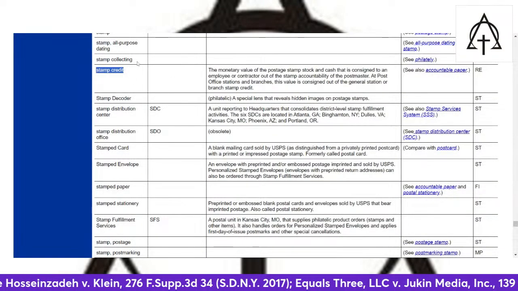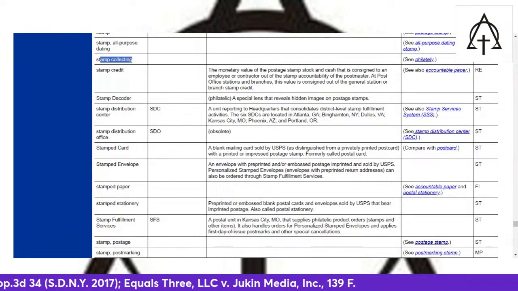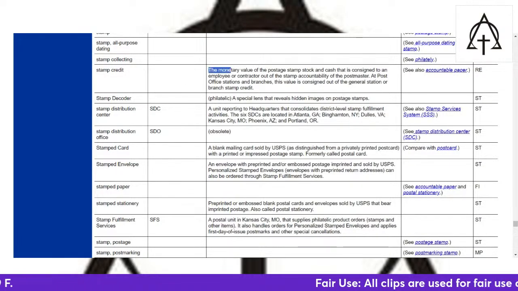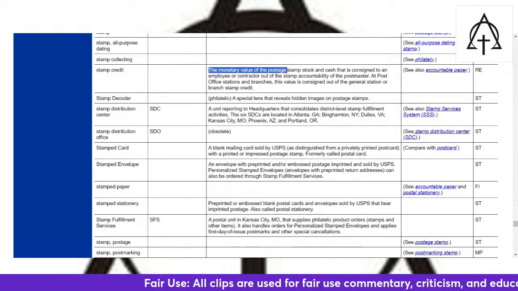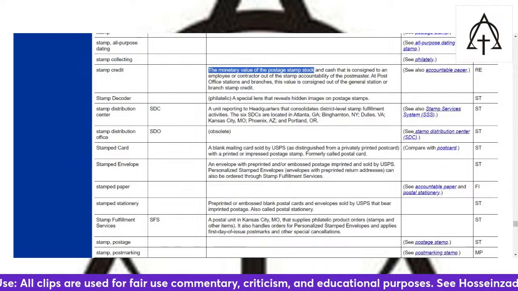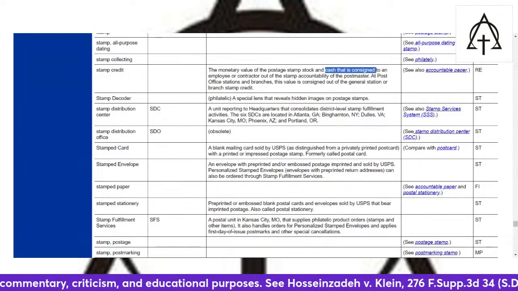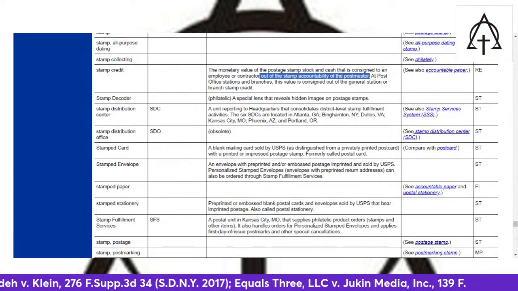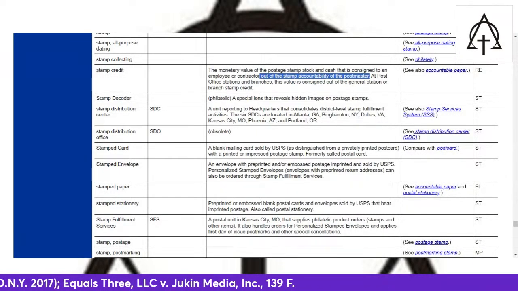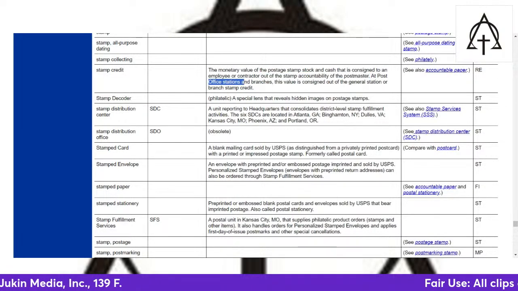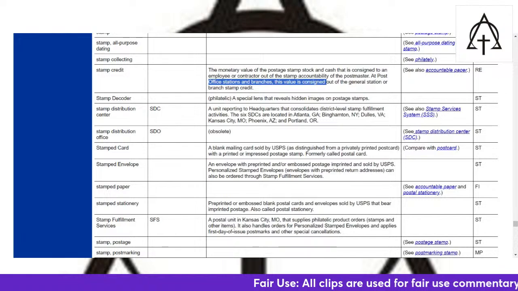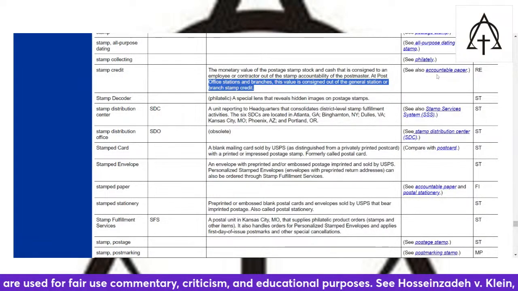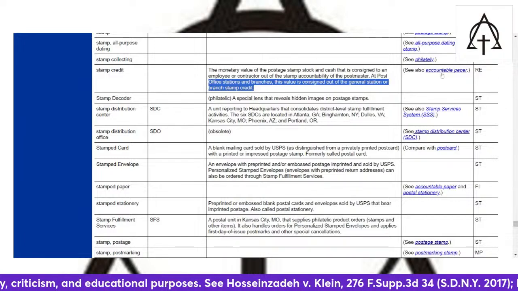Stamp credit. Remember we talked about philatelic duties or philatelic programs, which is stamp collecting. Stamp credit is the monetary value of the postage stamp stock and cash that is consigned to an employee or a contractor out of the stamp accountability of the postmaster. At post office stations and branches, this value is consigned out of the general station or branch stamp credit. And it also says see accountable paper.